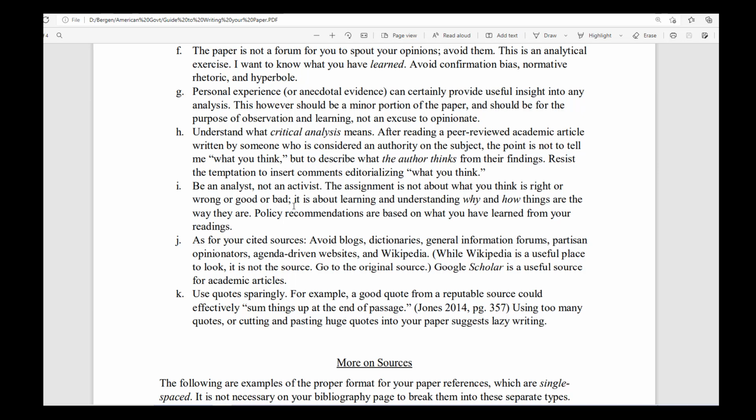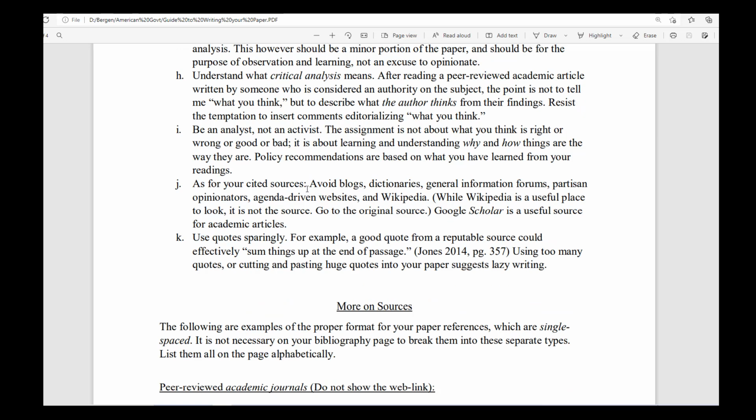So for your paper assignment here, I want you to be an analyst, not an activist. Don't want to get off on these opinions or editorializing about what we should do or what we haven't done or this or that. We want to analyze what's actually been done, what has not worked, what has worked, what the problems are, why they're a problem. So that's what we're trying to do now, is just learn about the issue and understand how and why things are the way they are.